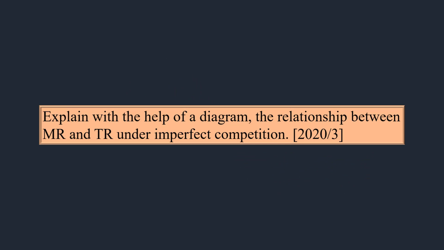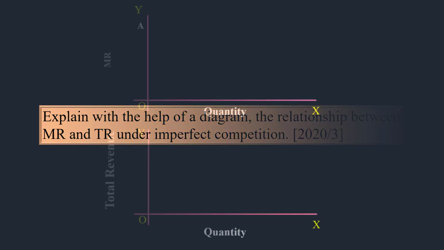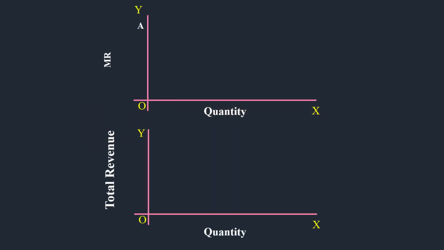Explain with the help of a diagram the relationship between marginal revenue and total revenue under imperfect competition. This question appeared in 2020 carrying 3 marks. The answer should be like this. Look at this graph. It consists of two parts. In the upper part, average revenue and marginal revenue curves are going to be shown.